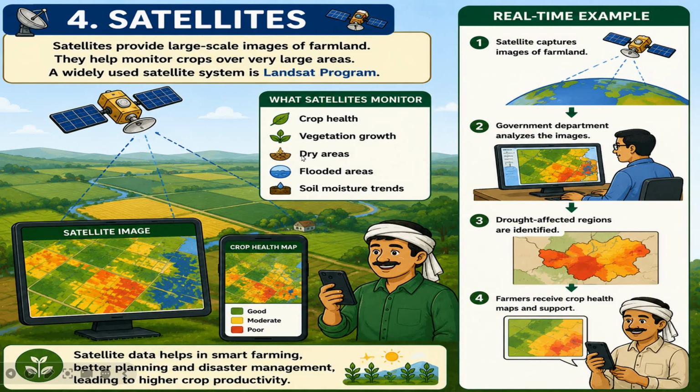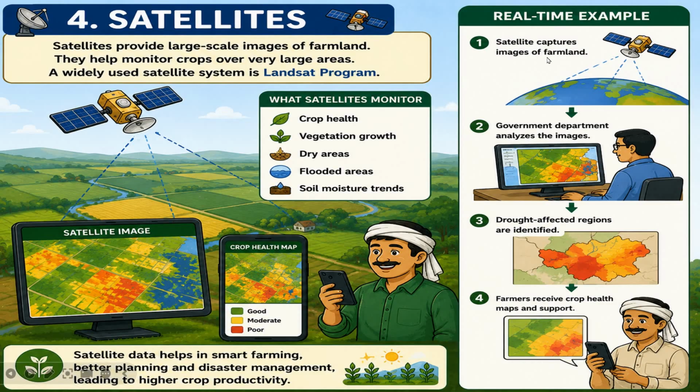So here you can see that there is a satellite which is collecting and sending the images of the agricultural land, and a widely used satellite system for this purpose is what? It is the Landsat program, and the collected images are analyzed to understand different conditions in the field. Now the satellites help monitor the crop health, vegetation growth, dry areas, flooded areas, and soil moisture trends. So by observing these factors, farmers and agricultural experts can identify the problems early and take corrective actions.